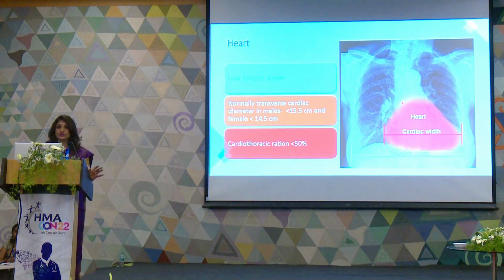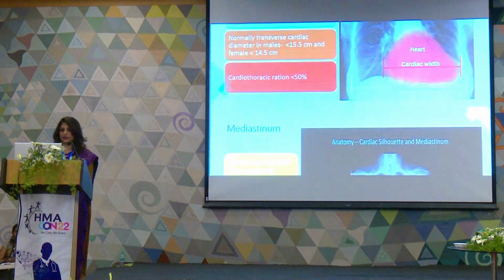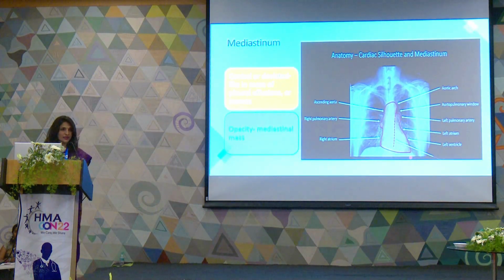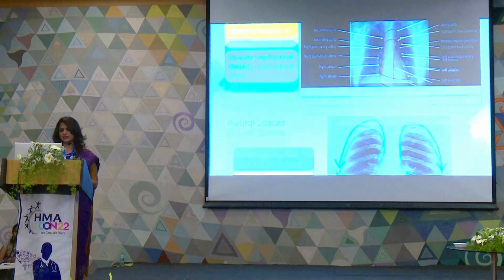Look for the heart. Look for the size and shape of the heart. Look for cardiomegaly. We generally look for the cardiothoracic ratio. If it is less than 50%, it is normal. More than 50% of the cardiothoracic ratio, that is the transverse cardiac width divided by the transverse thoracic width, you can diagnose cardiomegaly. Look for the mediastinum, again whether it is central or deviated. Look for any opacity in that area.